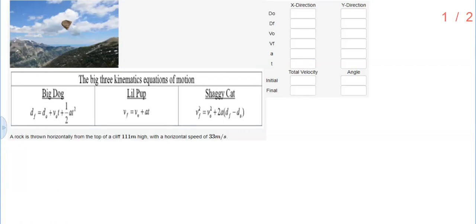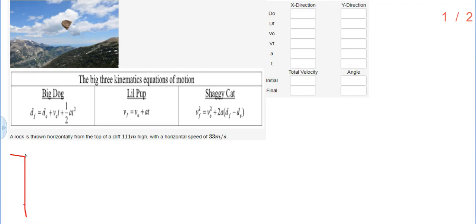All right, guys, we're going to get started with going over this problem. So this problem says a rock is thrown horizontally from the top of a cliff that is 111 meters high with a horizontal speed of 33 meters per second. So first thing we want to do is draw a picture of our problem. I'm going to go ahead and do that down below.